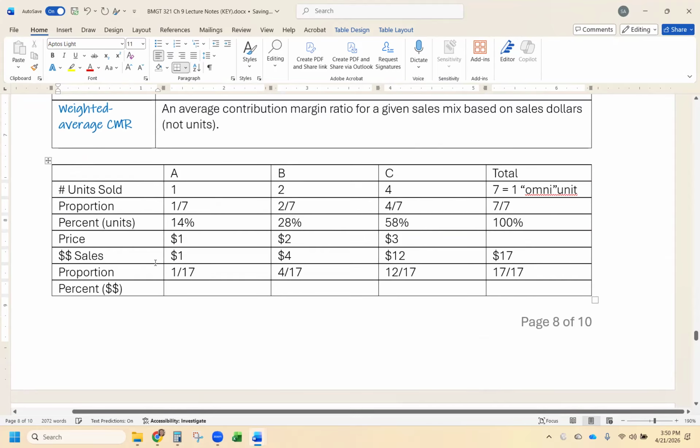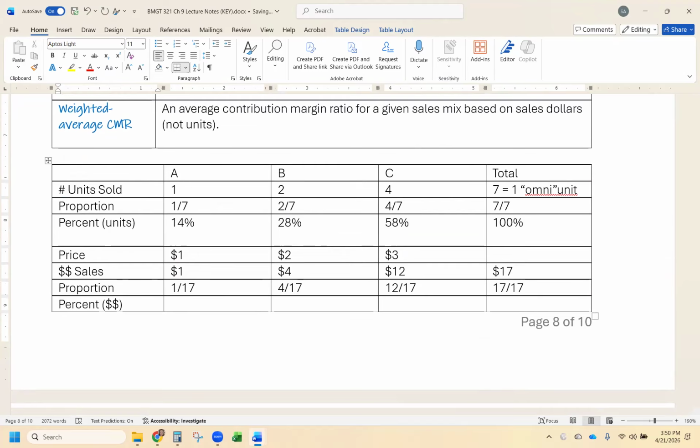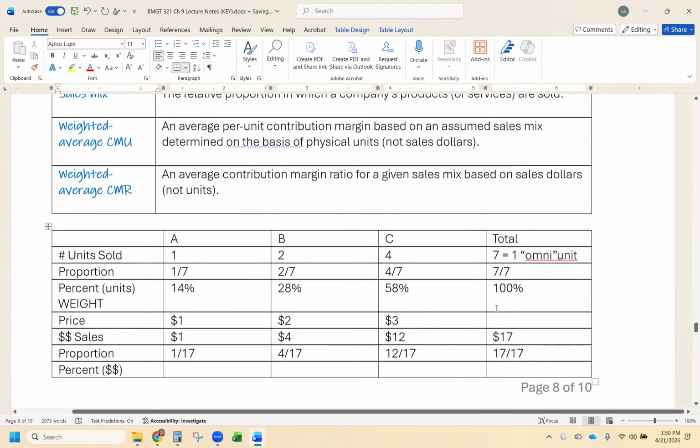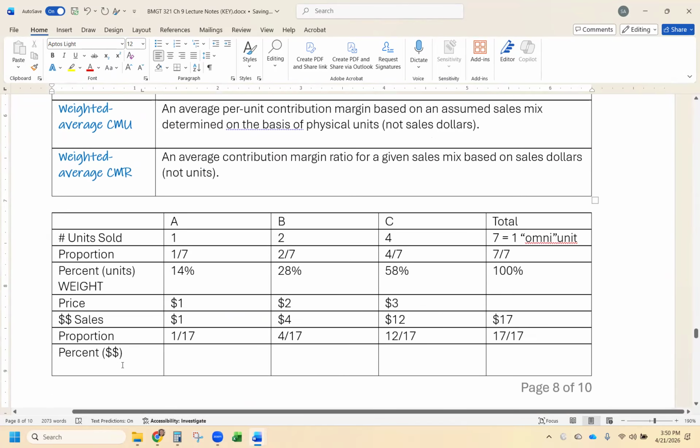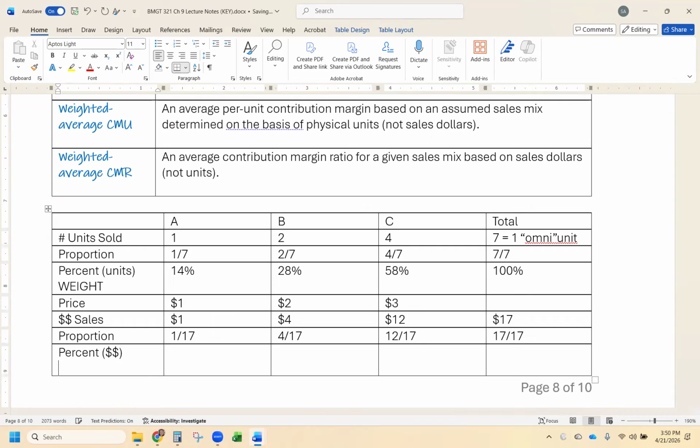And you know, this is actually what we call the weight. That's how much it weighs, because it's all glommed together in my Omni unit. So that's how much A weighs in the Omni unit. It weighs 14% of the units. And then we're going to have weights for the dollar amount as well.